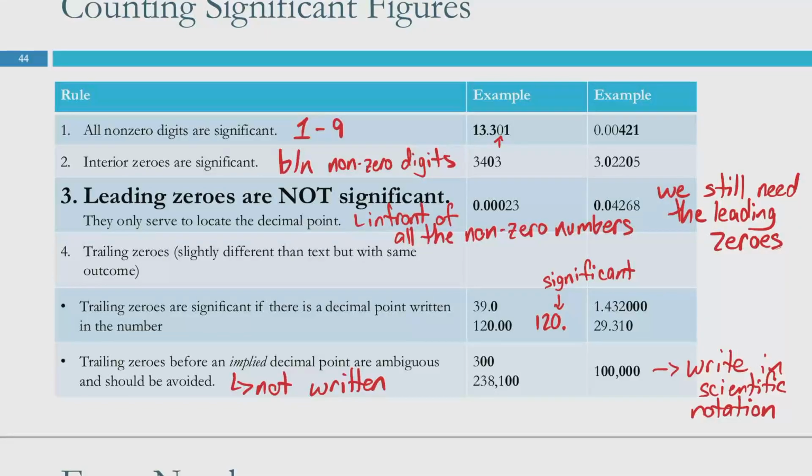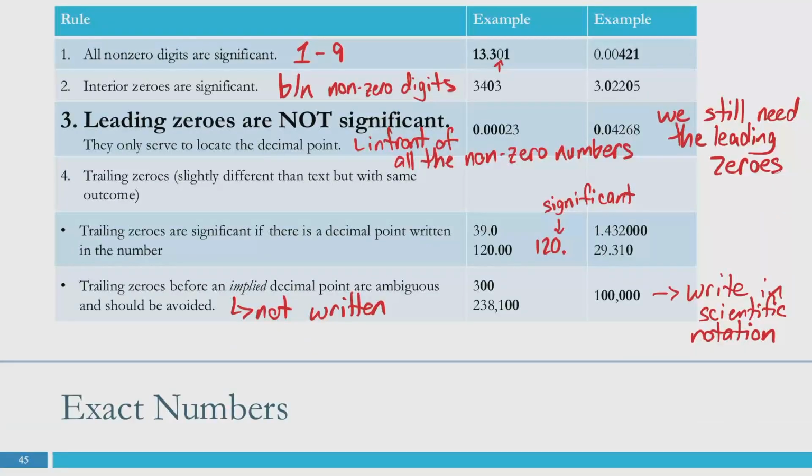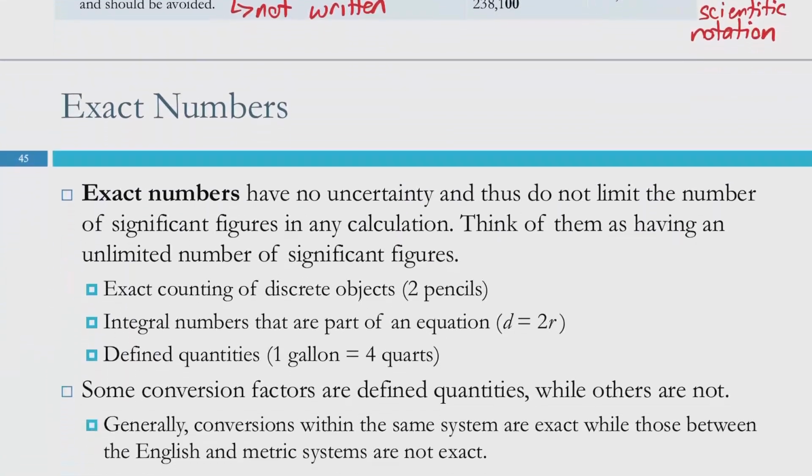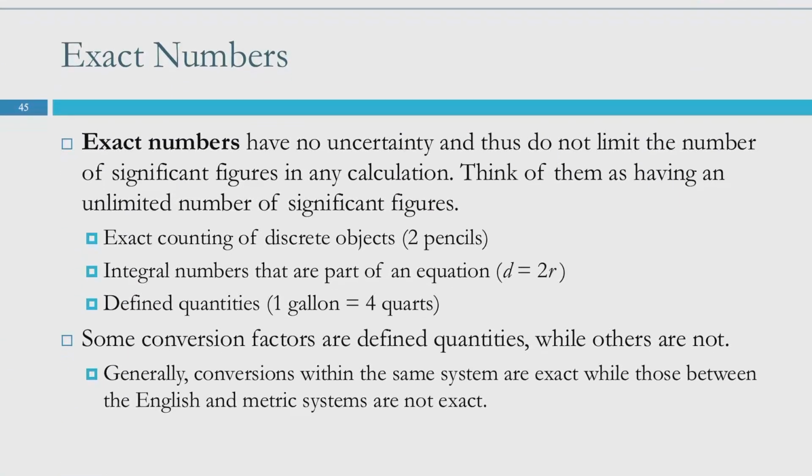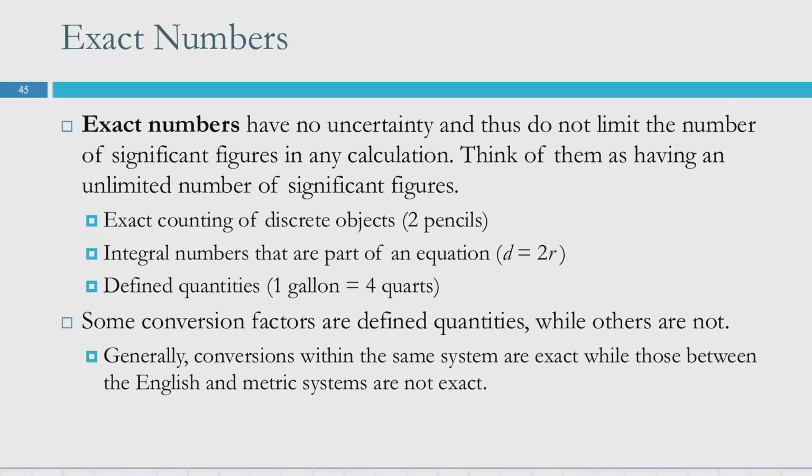That's if we know how many significant figures it's supposed to have. If you're just given these numbers, then we would have to guess, because we don't know based on how it's written. We can also have exact numbers that don't fall into the significant figures category. Exact numbers have no uncertainty, and so they don't affect the number of significant figures. We can basically think of them as having an unlimited number of significant figures.